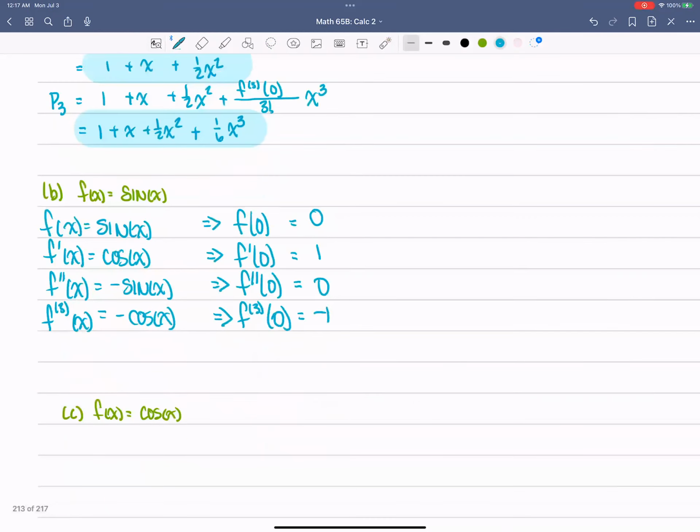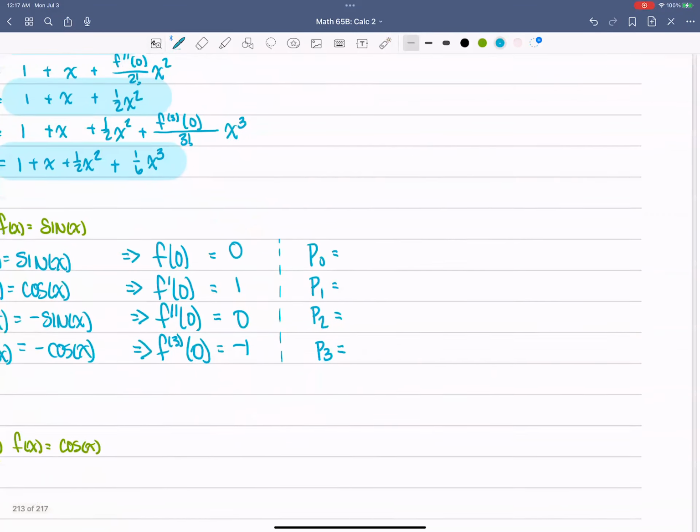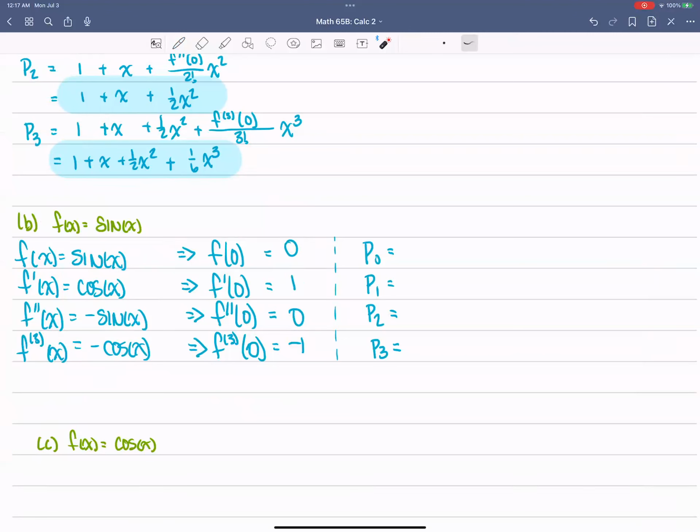All right, now that we have that, we could start building our polynomials. Put a little division here. All right, so we have P0, P1, P2, and P3. So P0 is going to be f of 0 over 0 factorial, that's going to be 0 over 0 factorial, x to the power 0. Each of these have one of these as well.